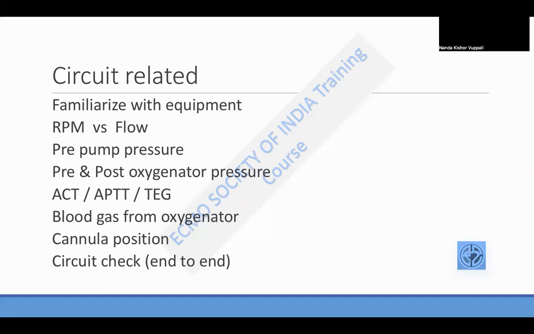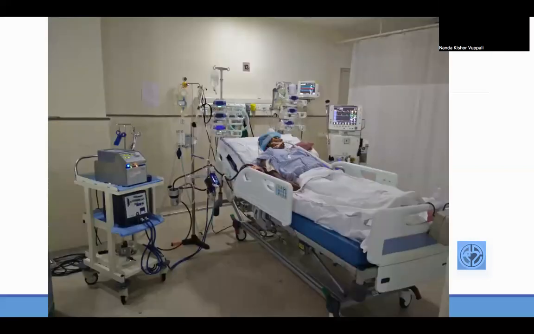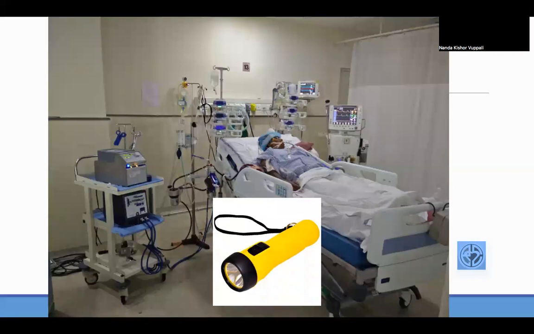And every shift we do a circuit check from one end to the other end. Starting from either the venous end or the arterial end, you go all the way through the circuit to the other end, mainly looking for any clot formation, checking that all the connectors are tight, there's no leakage, and there's no air in the circuit. One good instrument required at the bedside is a torchlight. This should always be at the bedside. Whenever you do a circuit check, we use the torch and walk it all the way through from one end to the other end.